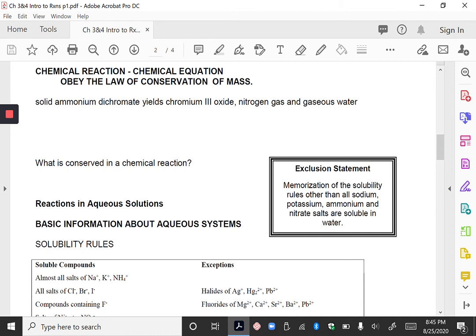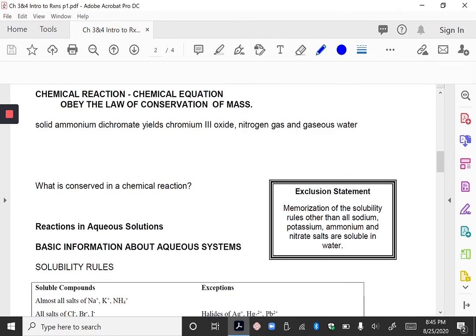So let's take a look at an example of a reaction here. So we have solid ammonium dichromate yields chromium 3 oxide, nitrogen gas, and then gaseous water. So let's write out our chemical reaction that we see here.